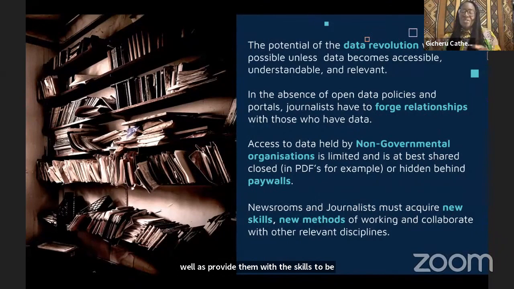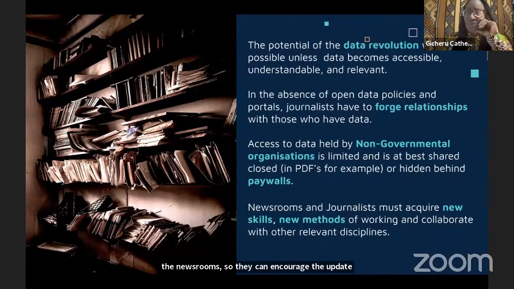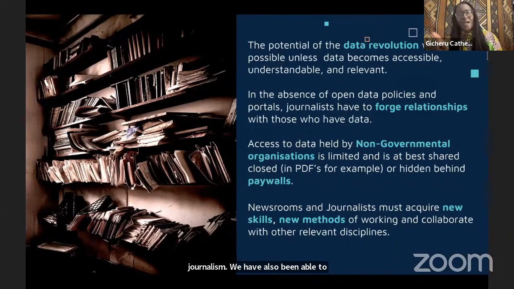I've also been able to get journalists to see the need not only to share, but actually to collaborate across newsrooms, because one small newsroom has one skill, another small newsroom has another skill. If they combine the two skills together, they have a team.